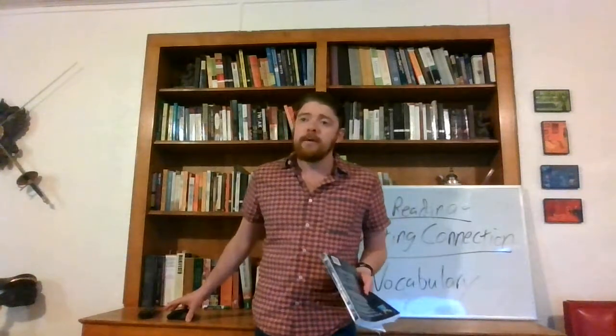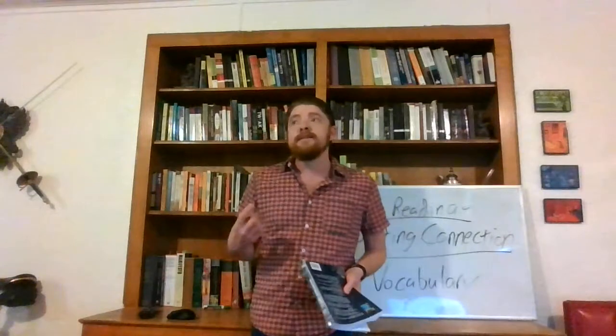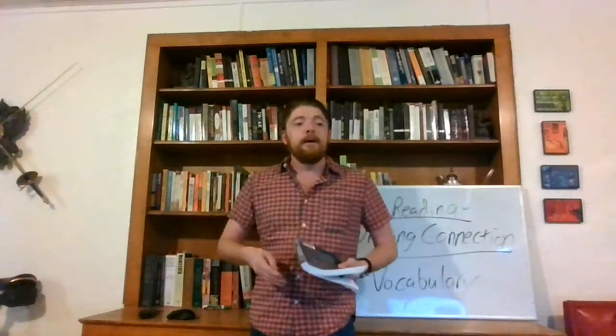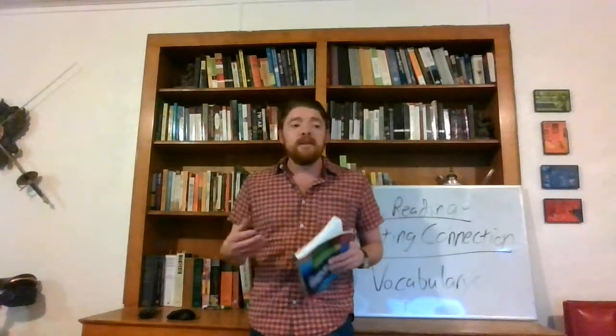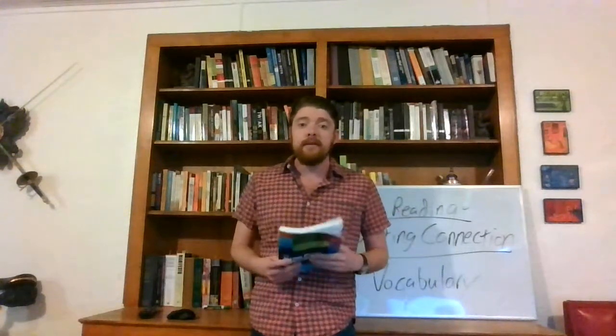So again, we're going to talk about 4 types of context clues in this lesson. Examples, synonyms, antonyms, and then the general sense of a sentence or passage. Today, we're just going to look at examples and synonyms. We'll move on to the others later.